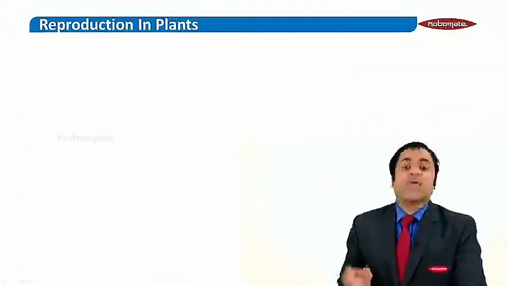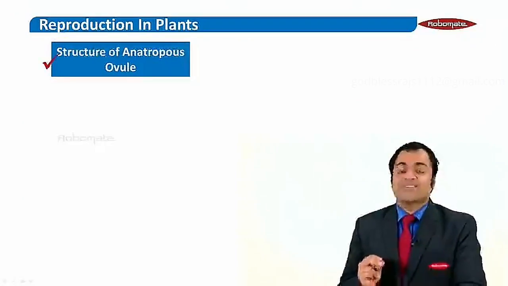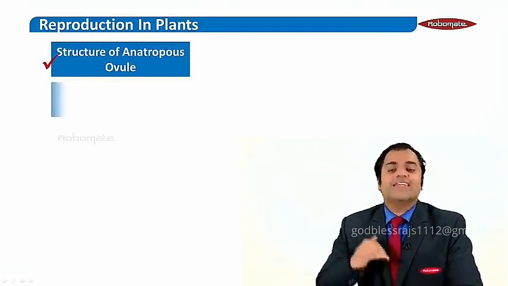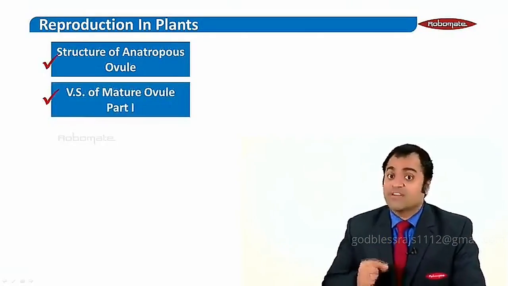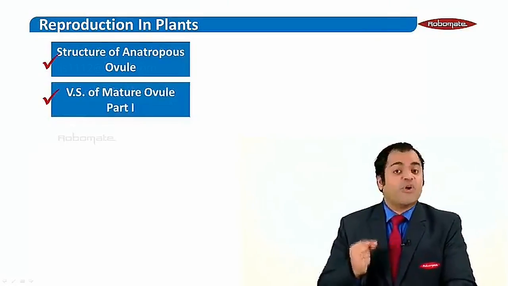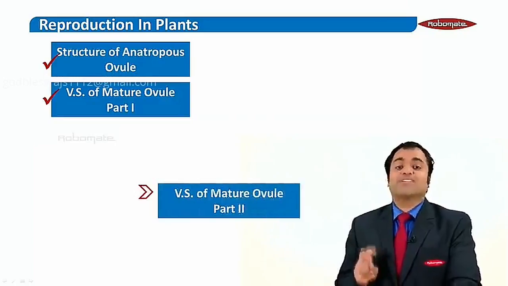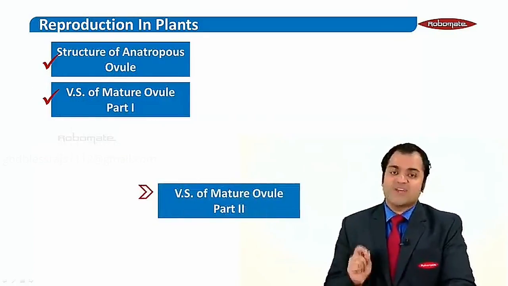So in this module, I have talked about the structure of the anatropous ovule, how it is inverted. I also talked about the first part of the VS of the mature ovule. In the next module, I'll be talking about the second part of the VS of a mature ovule.